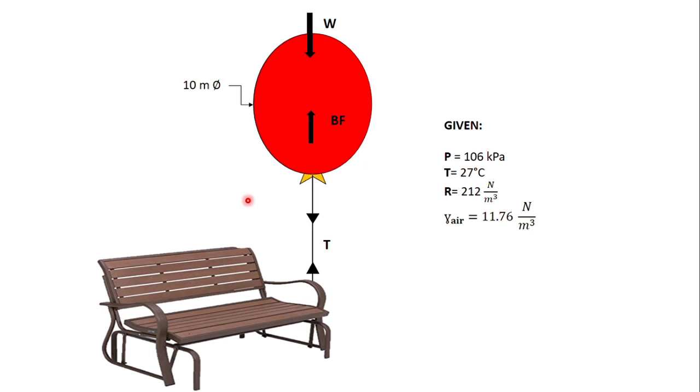So this is the figure for our problem. This is the balloon and this is the bench or the park bench. And the givens are pressure of 106 kilopascal, temperature of 27 degrees Celsius, our universal gas constant of 212, and the specific weight of air, which is 11.76 Newton per cubic meter. So we have to find the tension of the rope, the specific weight of the helium gas, and the volume of our balloon.